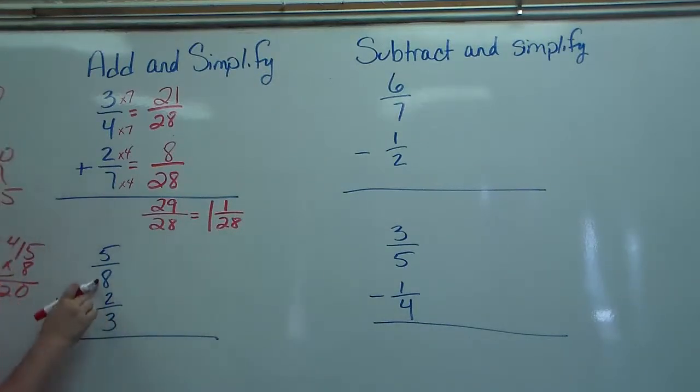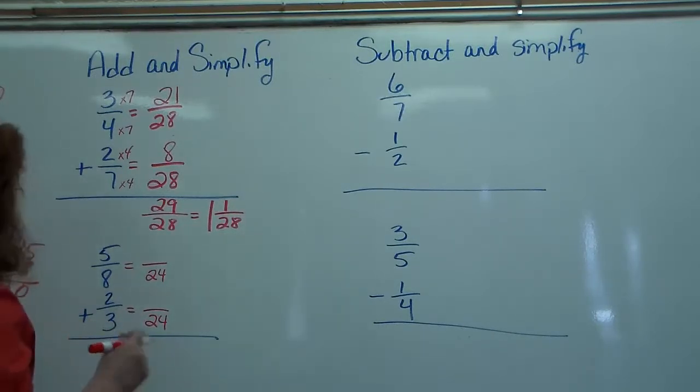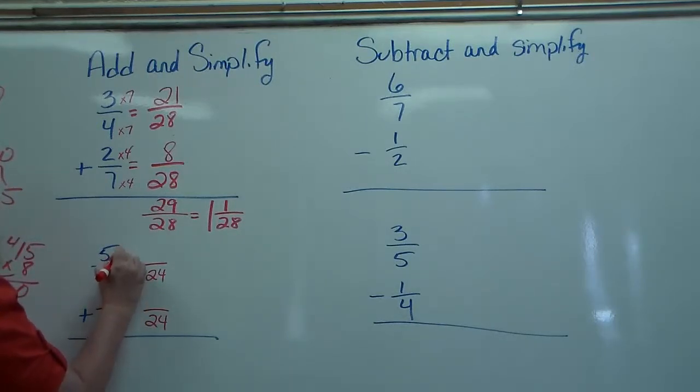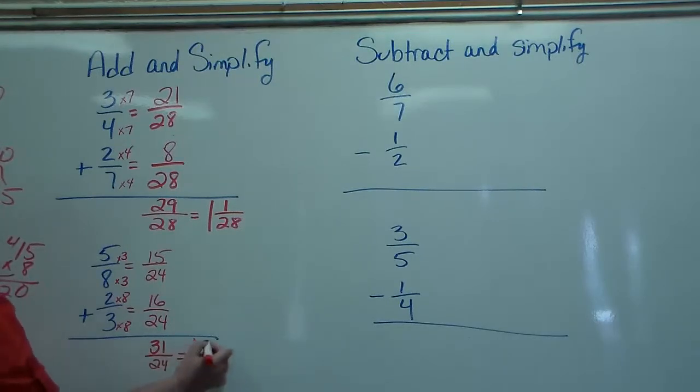Let's try it again. I've got 8ths and thirds, and to find my common denominator, multiplying them together is great, but again, if you've got large denominators, that's a pain in the neck. So you want to find a least common multiple. 8 times 3 is 24, 5 times 3 is 15, 3 times 8 is 24, 2 times 8 is 16. 15 plus 16 is 31 24ths. 24 goes into 31 once, with 7 left over, 7 24ths, and that does not reduce, so that's our answer.